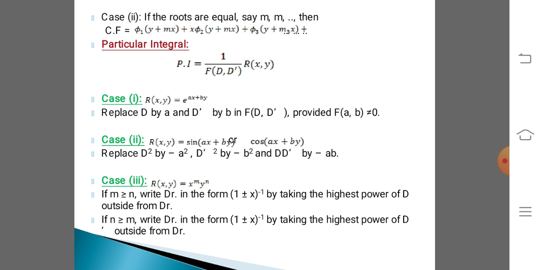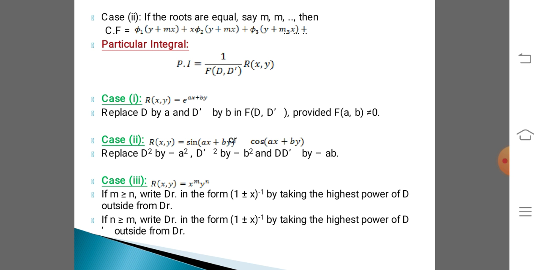Next, let us see how to find the particular integral. You know, particular integral is of the form 1/f(D, D') into R(x,y). Only by using the function appearing on the right hand side of the given PDE, we find the particular integral. So the right hand side function will be of any one of the three standard forms. One is e^(ax+by), another one is sin(ax+by) or cos(ax+by), and the third one is x^m y^n.